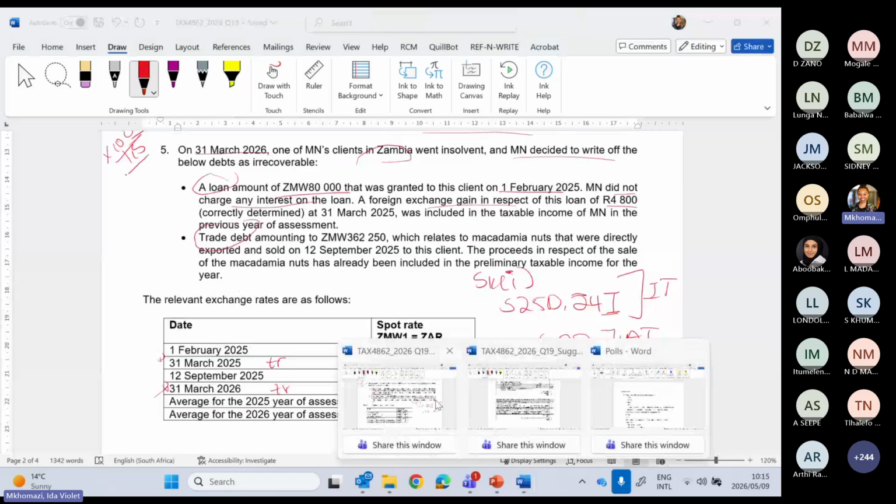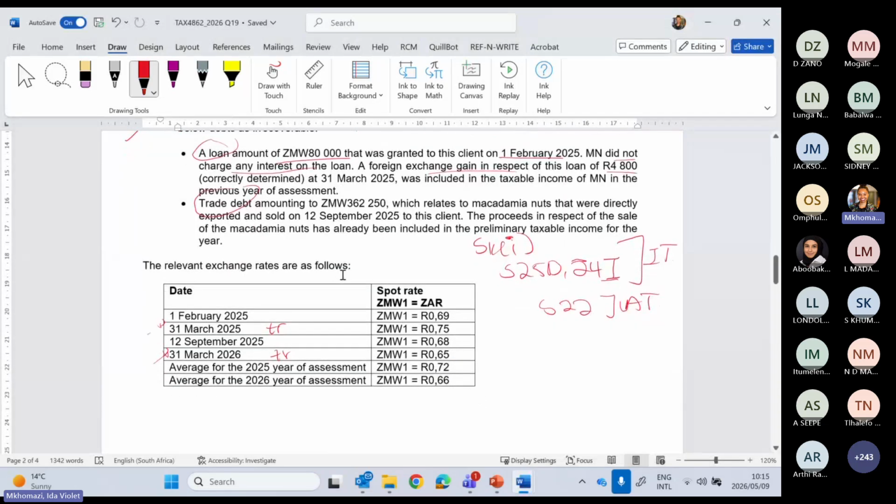And I know I'm flying through this question, just looking at the time. The last part on transaction 5 is the trade debtors. So here we have a trade debt that amounts to 362 for nuts that were sold on the 12th of September. Then they tell us that the proceeds for the sale have already been included in the taxable income for the year.